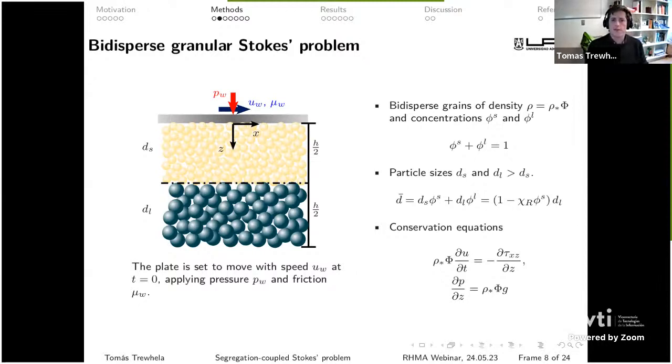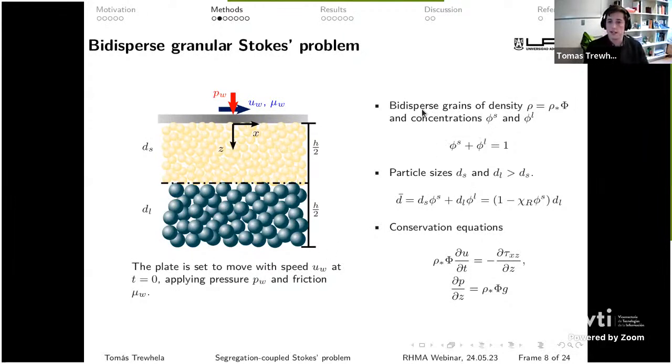So the bidispersed granular Stokes problem now looks like this. It's a layer of small particles over a layer of large particles, with shear applied by a top plate. The plate also exerts a pressure at the wall, with a velocity and a frictional coefficient at the wall. At t equals 0, the plate doesn't move, and after that, it's suddenly set into motion.